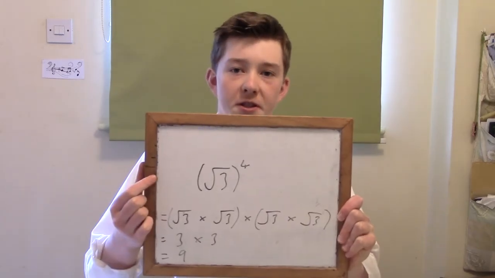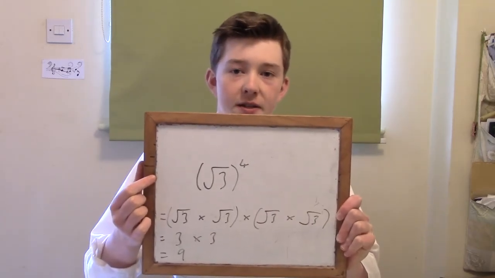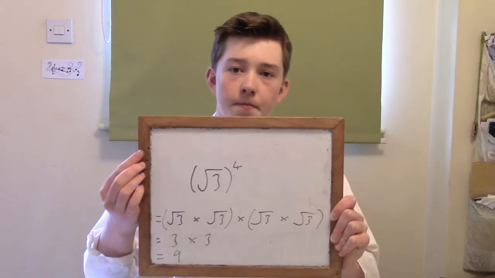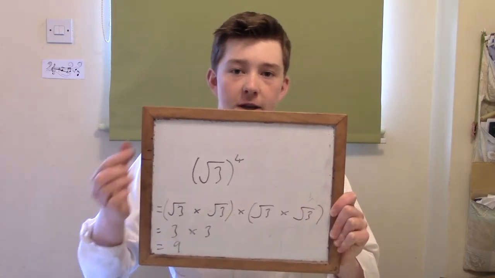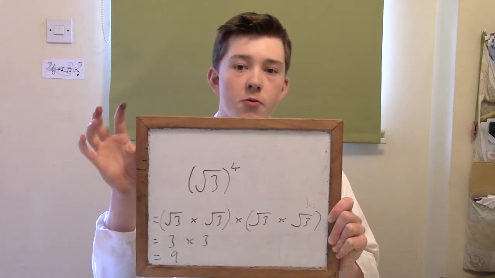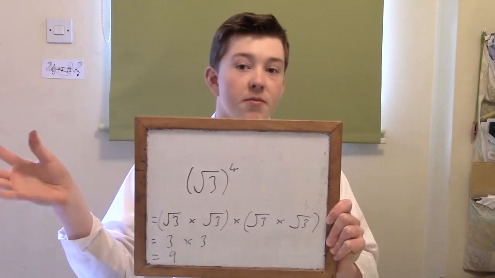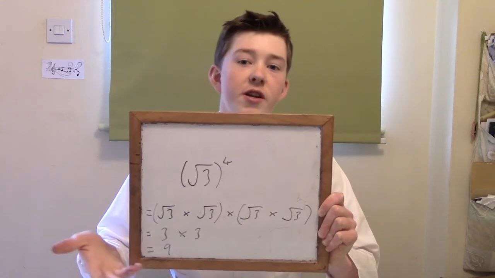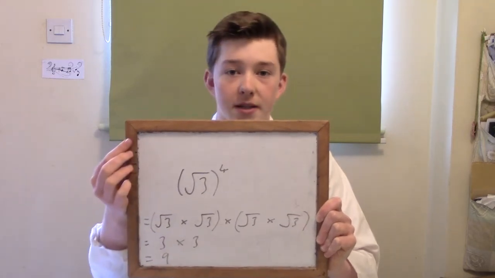With this particular example, root 3 in brackets to the power of 4, there are actually two ways to solve it. The first is to simply write it out in full. Root 3 to the power of 4 means root 3 times root 3 times root 3 times root 3, which is the same as saying 3 times 3, which makes 9.